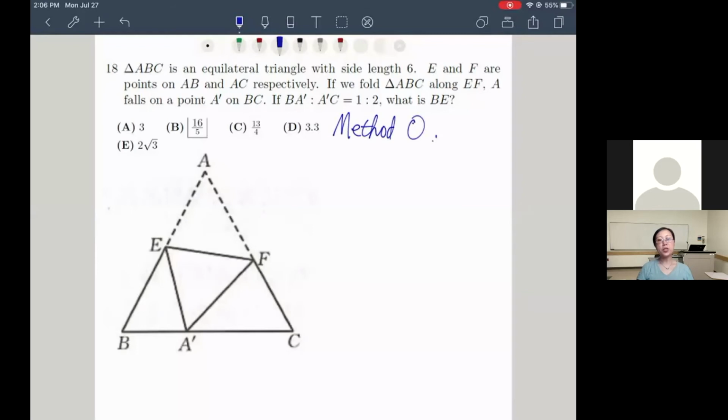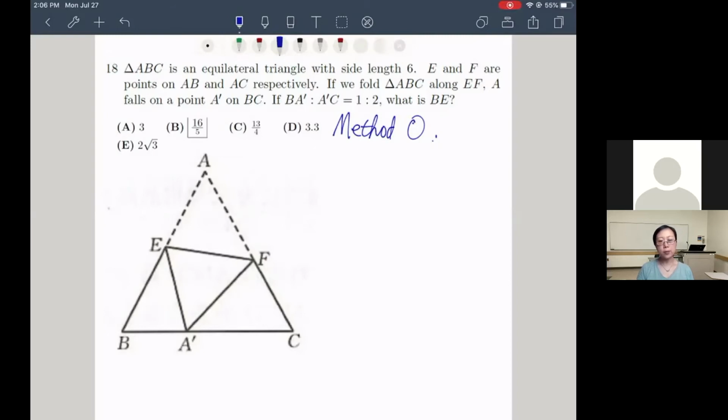To give you some hint, can you find a pair of similar triangles in the picture? There's one pair that is congruent. The pair that I mentioned, they are not congruent, but they are similar. You might want to pause to see whether you can find them. Now I give you another hint if you haven't found it. They are A prime, B, E, and F, C, A prime.